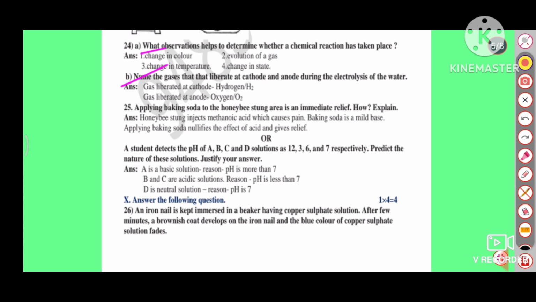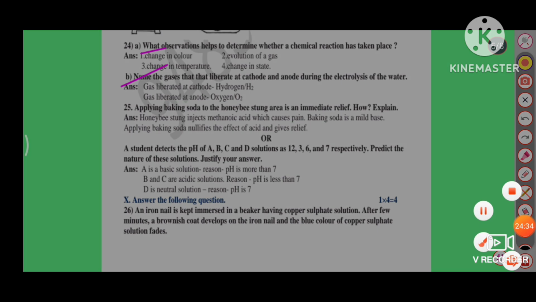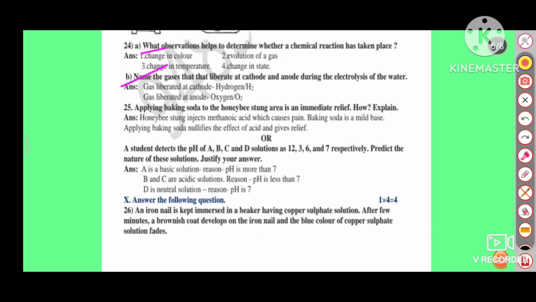Applying baking soda to the honeybee stung area gives immediate relief. How? Explain. A honeybee sting injects methanoic acid which causes pain. Baking soda is a mild base. Applying baking soda nullifies the effect of the acid and gives relief.